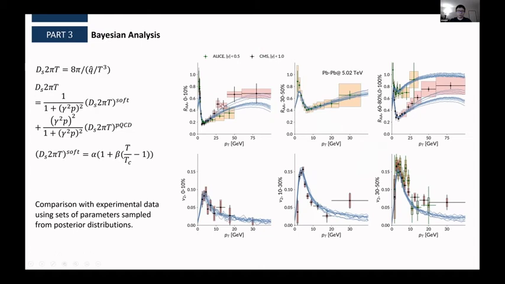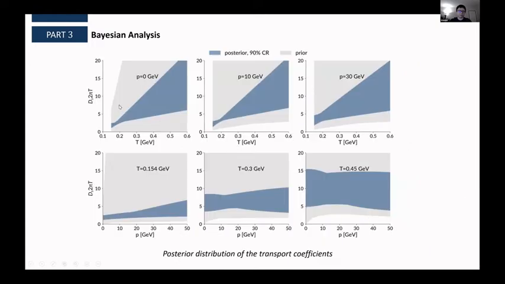And we can also use this posterior distribution to predict those meson observables. And you can see now the agreement with the data is quite good. And this is our prediction on this Ds 2πT parameter. The gray region is our prior knowledge before the calibration, and this blue band is our posterior distribution of 90% credible region.